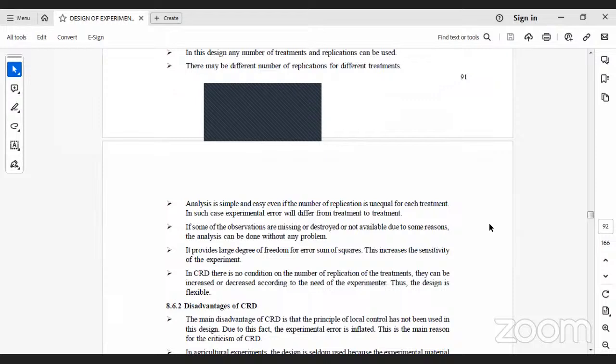Analysis is simple and easy even if the number of replications is unequal for each treatment. In such a case, the experimental error will differ from treatment to treatment. If some of the observations are missing, destroyed or not available for some reason, the analysis can be done without any problem. It provides large degrees of freedom for the error sum of squares, which increases the sensitivity of the experiment. In CRD, there is no condition on the number of replications of the treatments. They can be increased or decreased according to the need of the experimenter. Thus, the design is flexible.